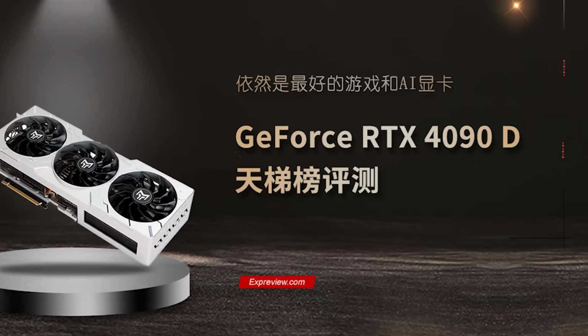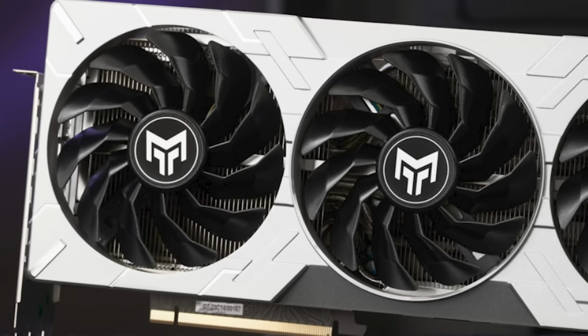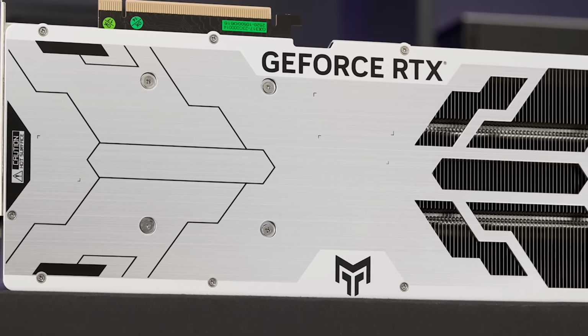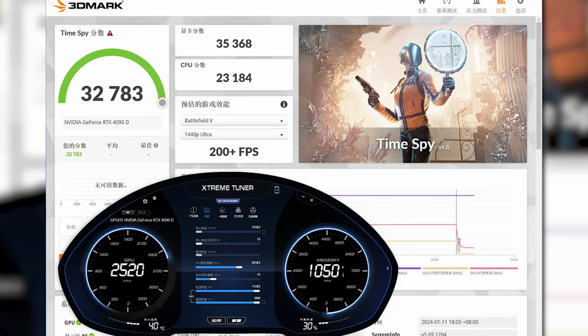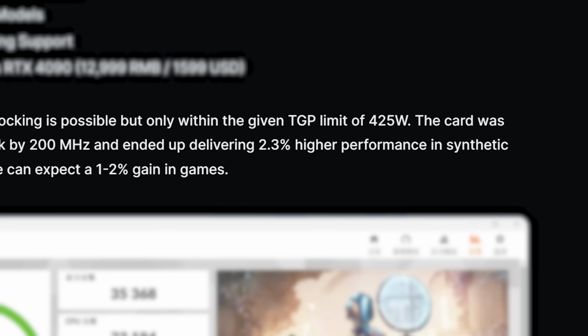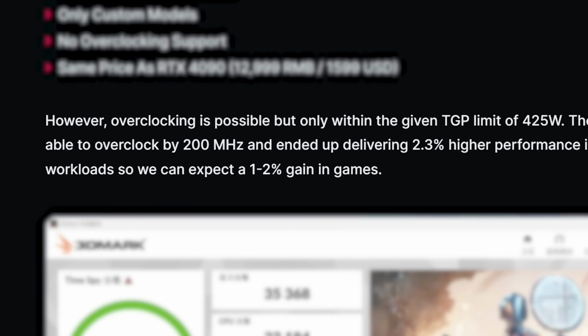Well, originally published on XP Review and later reported by WCCF Tech, they were able to get a hold of a Galax 4090D Metal Master and release the first review. One surprising fact is that the card can actually overclock up to the TGP limit of 425 watts. That led to an overclock of this card of 200 MHz for a tiny boost in performance.